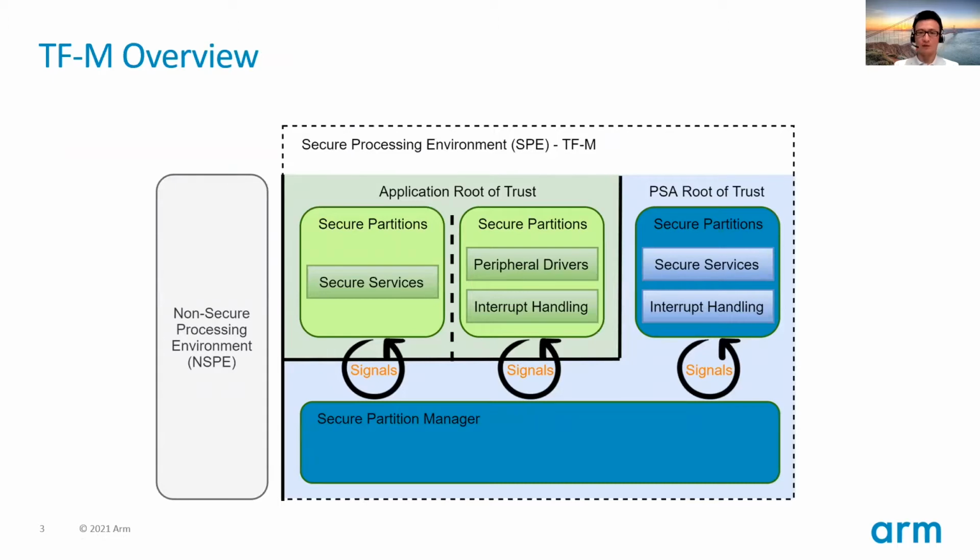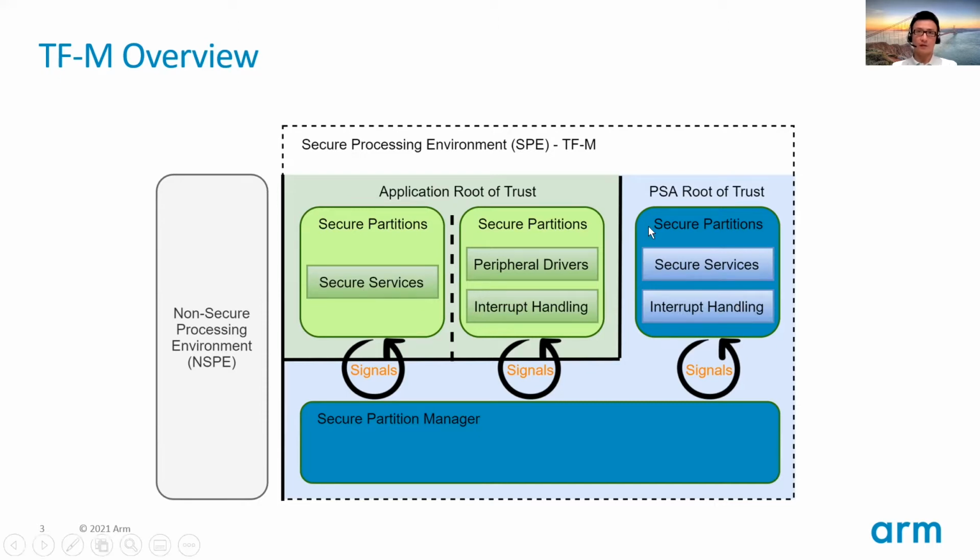Let's have an overview of TF-M first. TF-M is the secure processing environment on M-profile devices. It consists mainly of a secure partition manager and several secure partitions. Secure partitions provide secure services to both the non-secure processing environment and the other secure partitions. They are also responsible for interrupt handling. A secure partition can provide both secure services and interrupt handling, or it can provide only one of them.